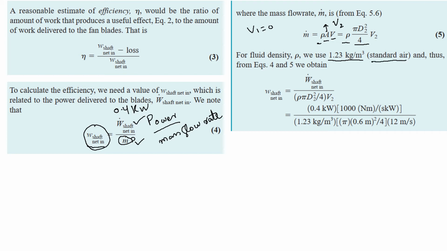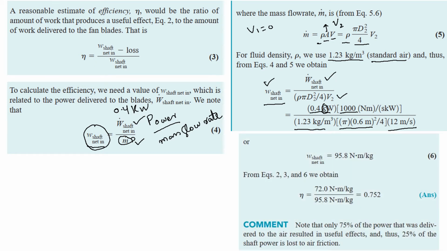So now I am able to find the ideal work that the shaft is doing on the air, that does not include any losses. This is the power of the shaft. The shaft power was 0.4 kilowatt, and to remove this prefix from our units, we will multiply this by 1000 and then divide by the mass flow rate. These are these terms. So what I will get is the ideal work of my fan. So this is the value of my ideal work.